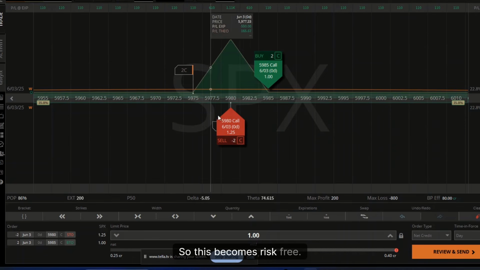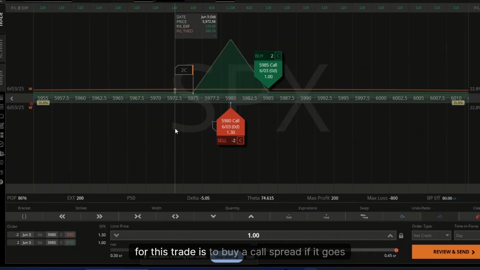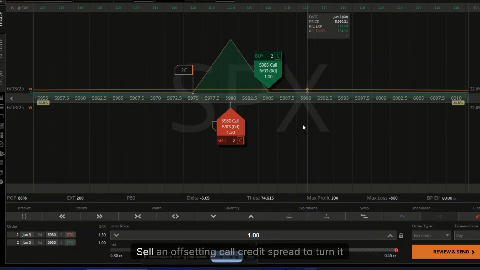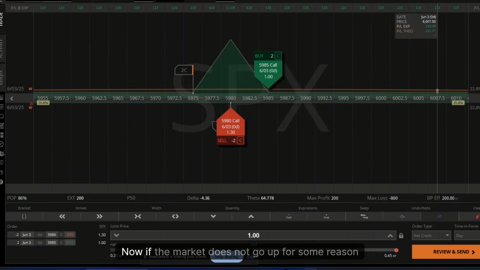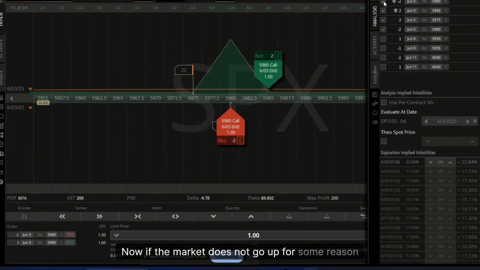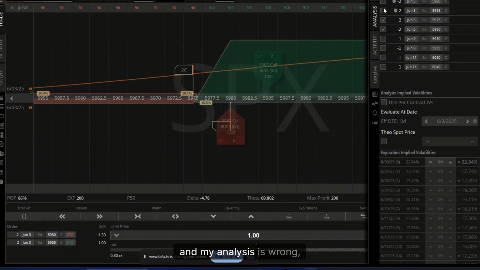So this becomes risk-free. The idea for this trade is to buy a call spread. If it goes in our favor, great. Sell an offsetting call credit spread to turn it into a butterfly and turn it into a risk-free trade. Now, if the market does not go up for some reason and my analysis is wrong, then I'm simply going to lose the $90 here. So let's see how it goes. Let's see what the market does, and I'll update the video in a little bit.